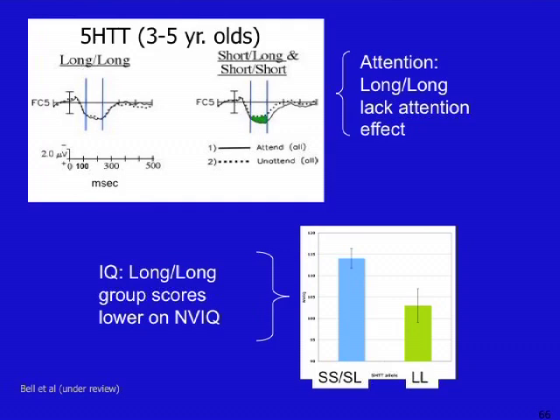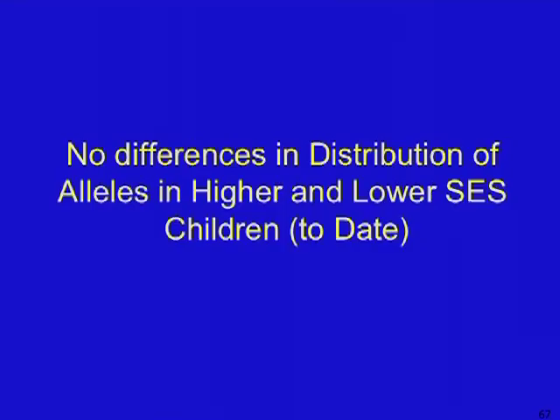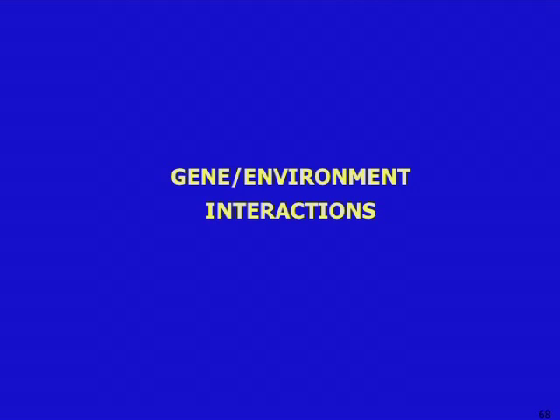So these guys have a nice attention effect and a high IQ. Now, first thing I want to tell you is, so far, in the genes we've looked at, there are no differences in distribution between higher and lower SES children. Furthermore, we all know that genes are expressed differently and have different consequences in different environments, right? So genes are not destiny.